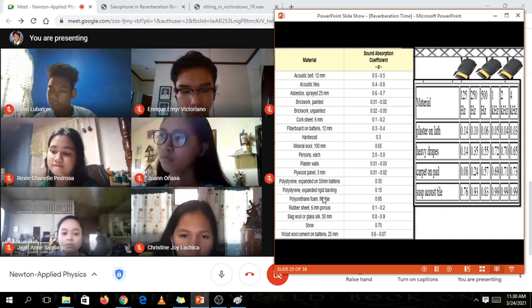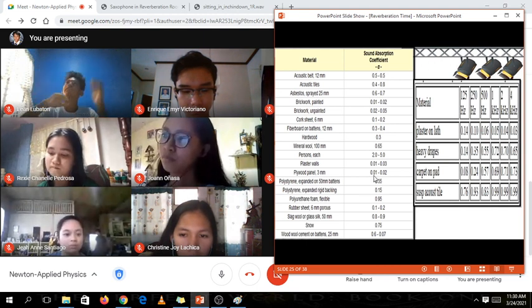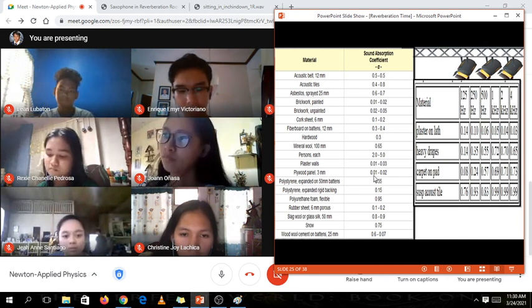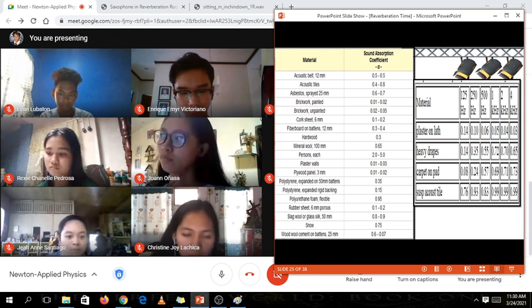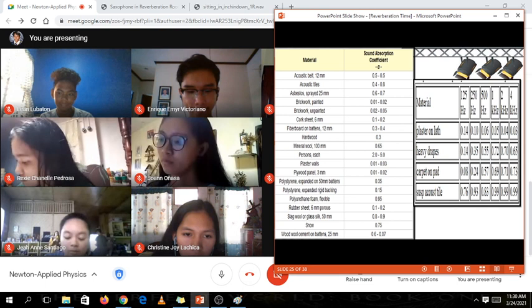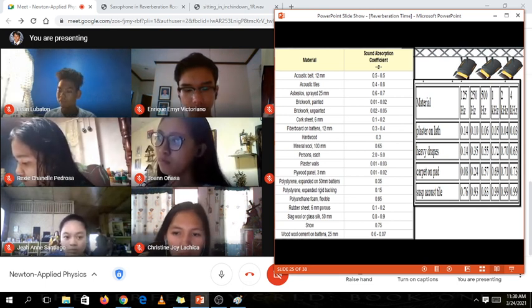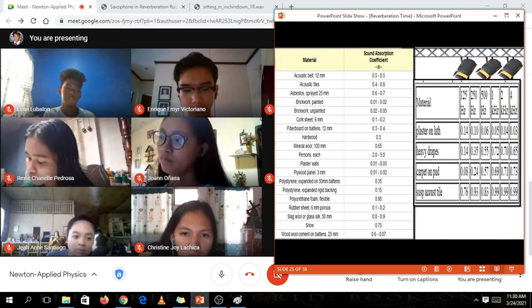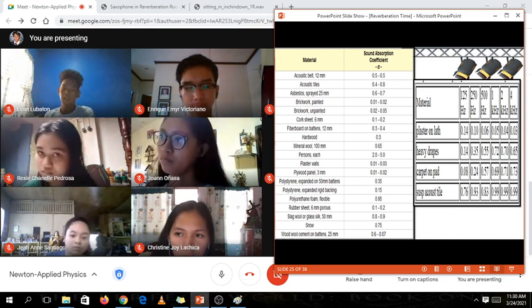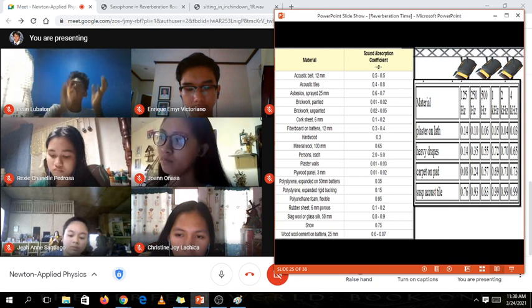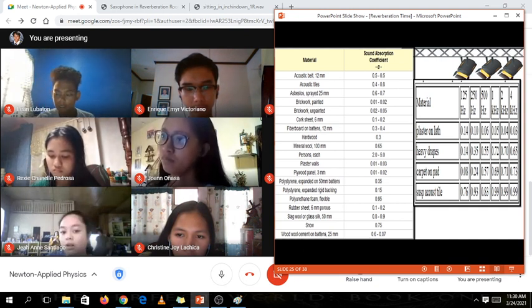Questions? None? So, the alpha or absorption coefficient is the percentage of sound that will be absorbed. What will happen if the material has a sound absorption coefficient of around 1.0? What happens to the sound? Will you hear an echo or reverb if you have a sound absorption coefficient of 1.0?